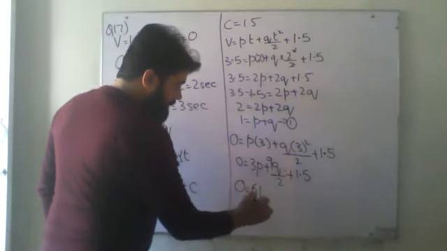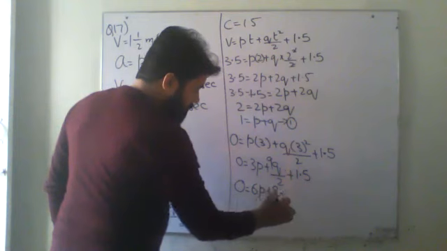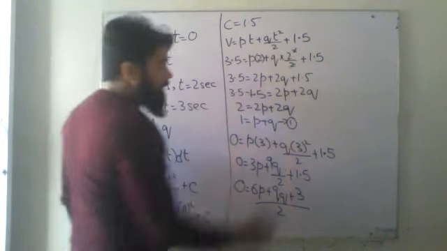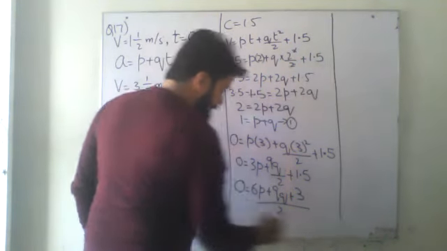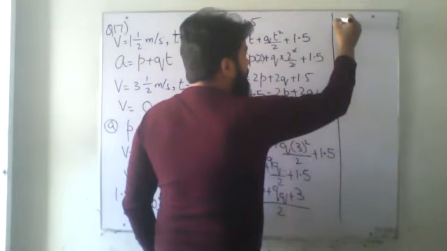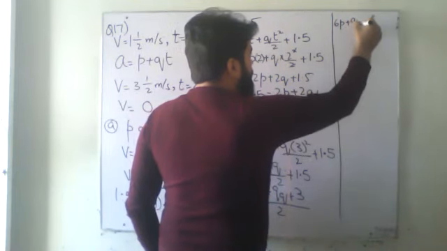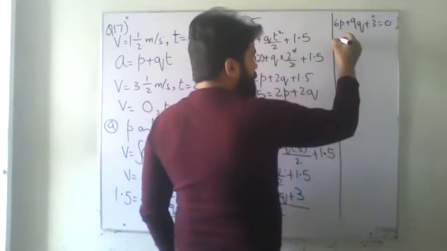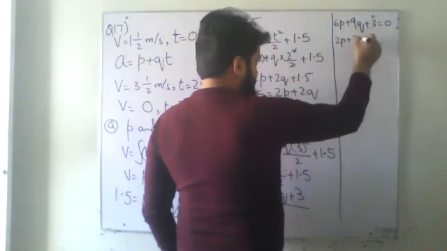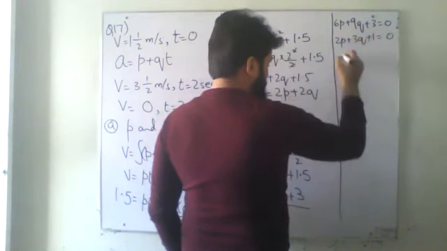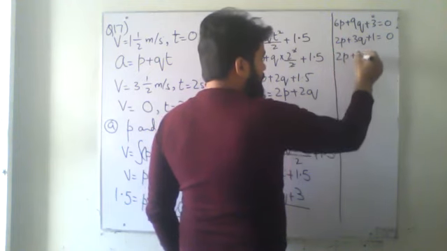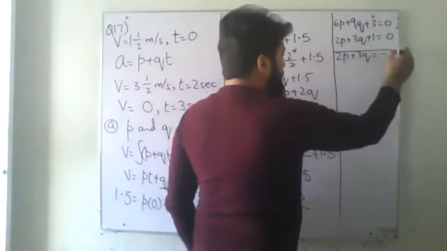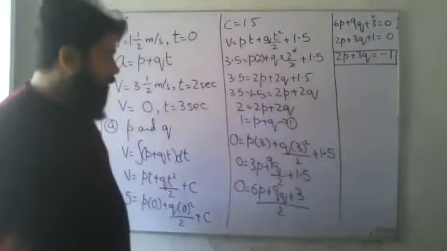So this will become 6p plus 9q plus 3 over 2. Shifting this 2 over here, it will be 6p plus 9q plus 3 equals 0. Taking 3 common, this will become 2p plus 3q plus 1 equals 0, so 2p plus 3q equals minus 1. This is my other equation. Okay, what was my first equation?